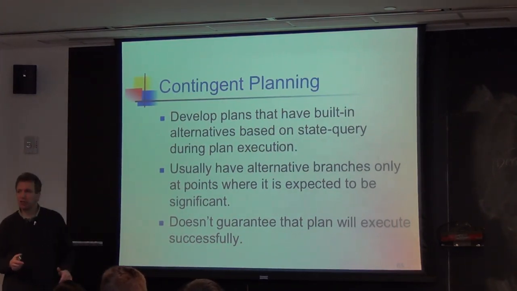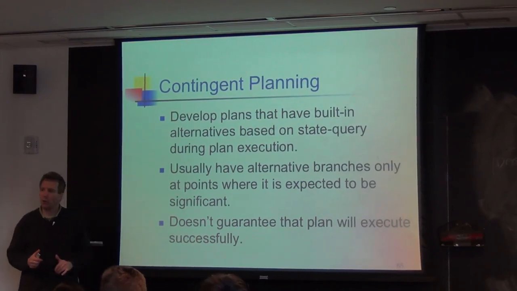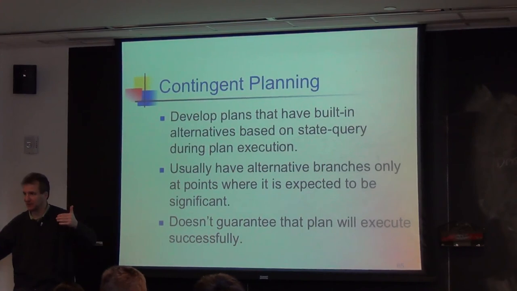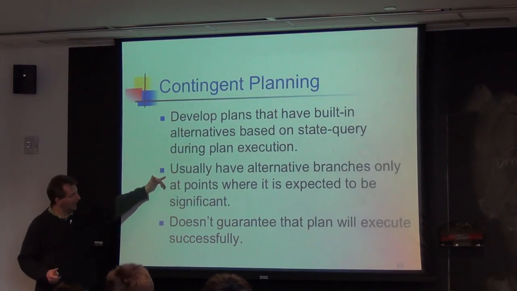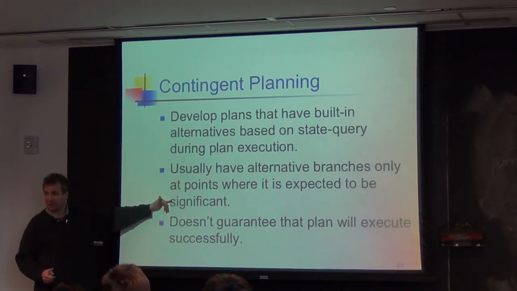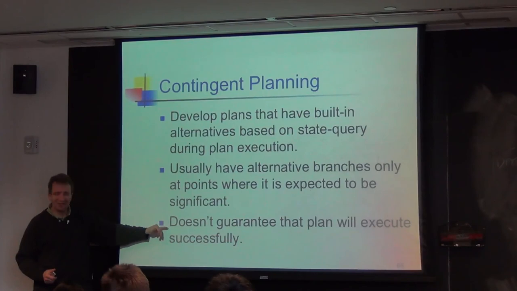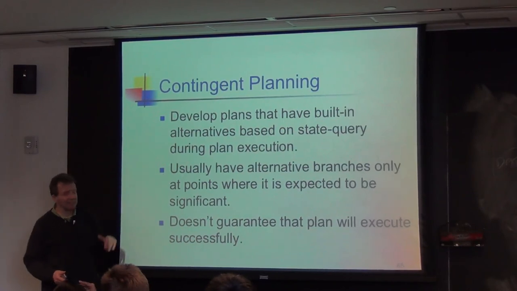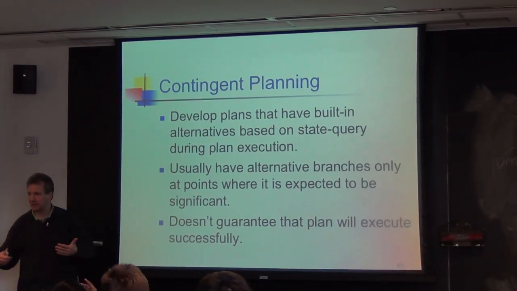As I said, you usually just plan for points where you think it's going to be significant. You're not trying to do every possible thing that can go wrong in the world, right? That's too much. So it highly makes the plan more robust during execution, but it doesn't guarantee a successful execution. It may be that you didn't pick the right points. But the advantage here is that you're strengthening your plan to deal with it.